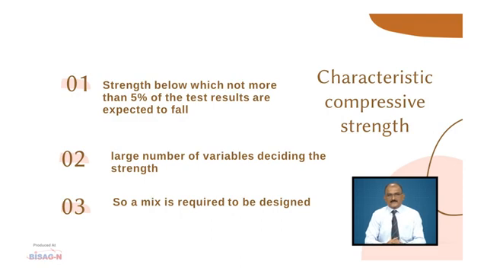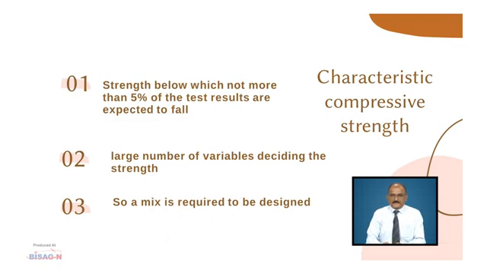It states that it is a strength below which not more than 5% of test results are expected to fall, because the strength of concrete depends upon so many factors that we cannot say that the strength of concrete should be a particular value, nothing more, nothing less. It will never happen. It is not possible to manufacture such concrete. So there is always a probability that some values will be below the specified value, some will be above the specified value. So it is a statistical calculation of strength of concrete based on the test results.